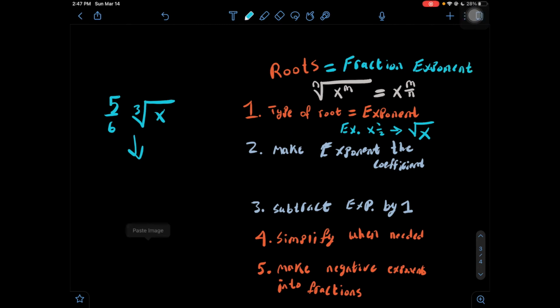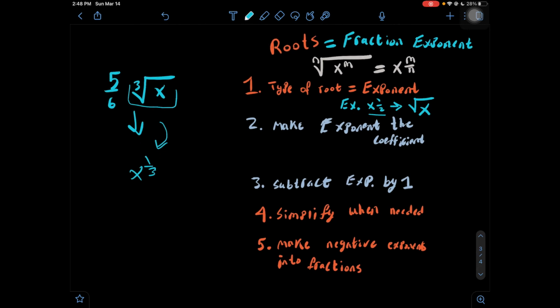So we have the cube root. Using the logic that x to the power of 1/2 is square root of x, we know that x to the power of 1/3 is the cube root of x. So this second part just became x to the power of 1/3. Now we're not going to worry about the 5 over 6 just yet. We're going to finish our steps, and then we'll get into the 5 over 6.